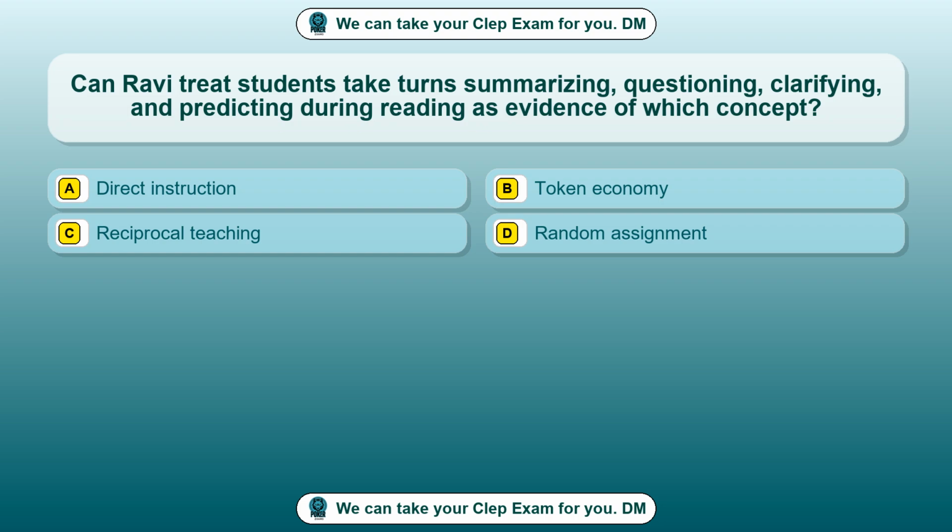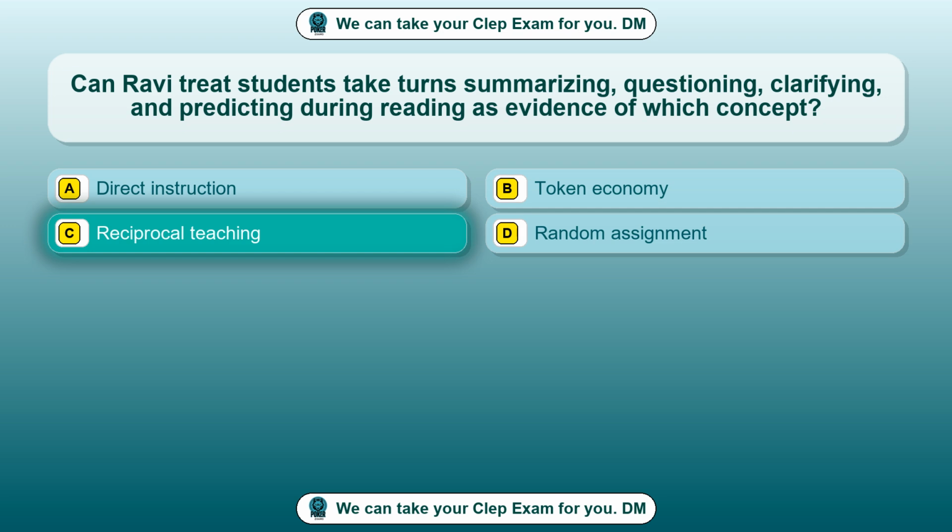Question 79. Can Ravi treat students taking turns summarizing, questioning, clarifying, and predicting during reading as evidence of which concept? Option A, direct instruction. Option B, token economy. Option C, reciprocal teaching. Option D, random assignment. The correct answer is option C.